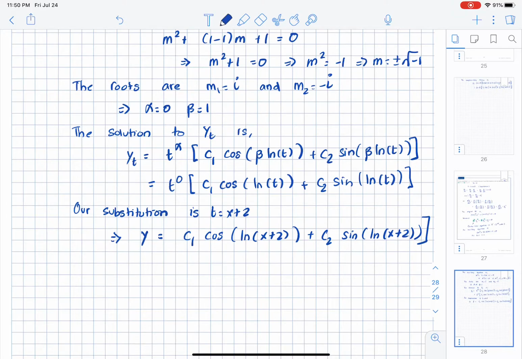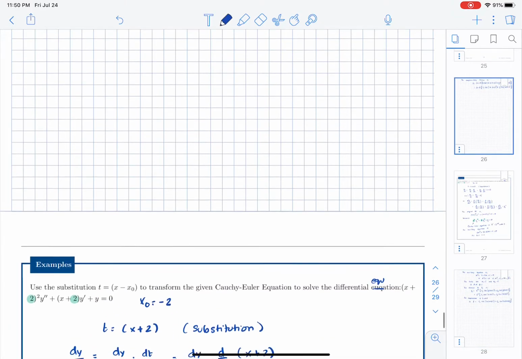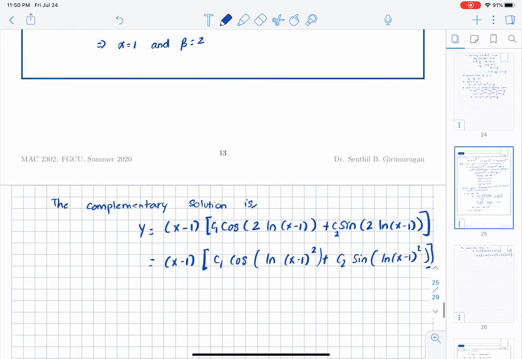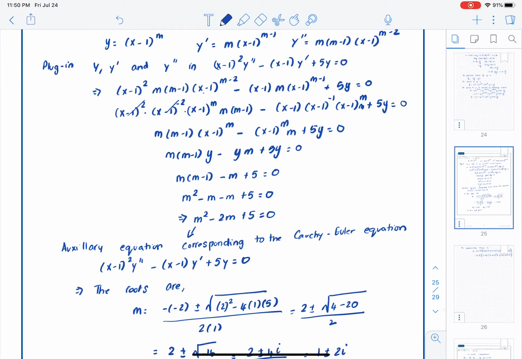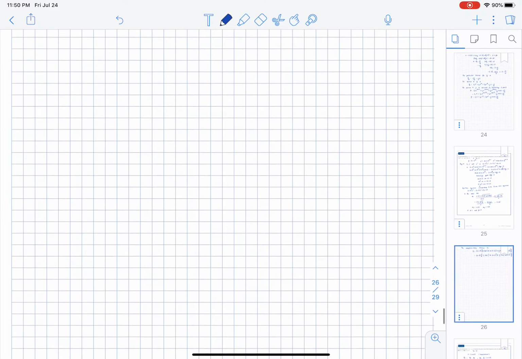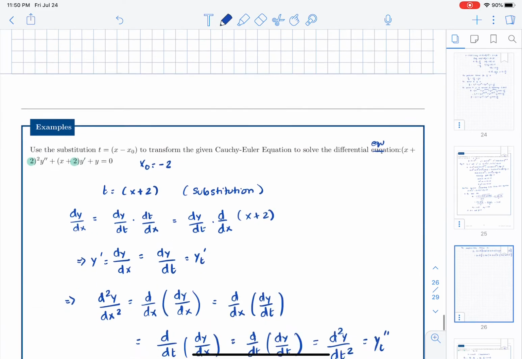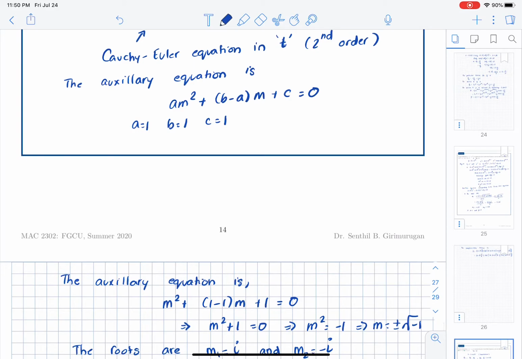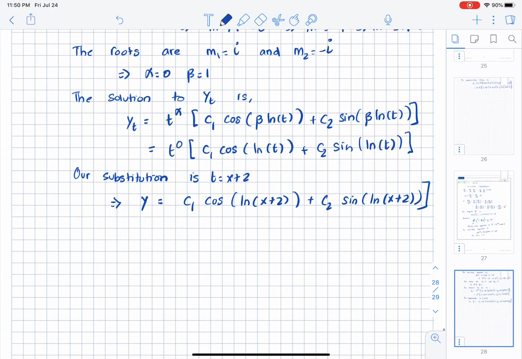So, we could have done the same problem using the substitution that we had in the previous problem. We would get the same answer, but you can pick and choose. I believe that this one requires extra steps. Here we just reduce the equation to a Cauchy-Euler equation and use the standard formula and end up getting the solution for yt. Revert the solution for yt by putting the substitution back, so we get the solution for y.